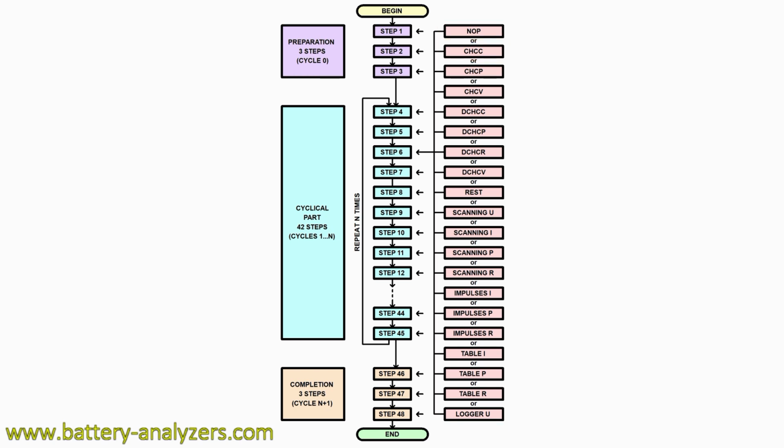For each step of the program, you can select any of the available operation modes, which include charge at constant current, charge at constant power, charge at constant voltage, discharge at constant current, discharge at constant power, discharge at constant resistance, discharge at constant voltage, rest, voltage scanning, current scanning, power scanning, resistance scanning, current pulses mode, power pulses mode, resistance pulses mode, current spreadsheet mode, power spreadsheet mode, resistance spreadsheet mode, or a voltage logger at the battery terminals. The cyclic part can be performed over 1,000,000 times, which is important when testing supercapacitors.